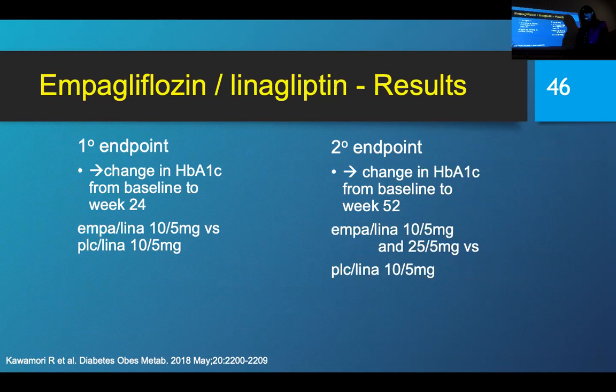The primary endpoint was looking at the change in glycated hemoglobin from baseline to week 24. And the secondary endpoint was looking at the change in glycated hemoglobin from the baseline to week 52. And this is where they started increasing the empagliflozin strength from 10 milligram to 25 milligram.